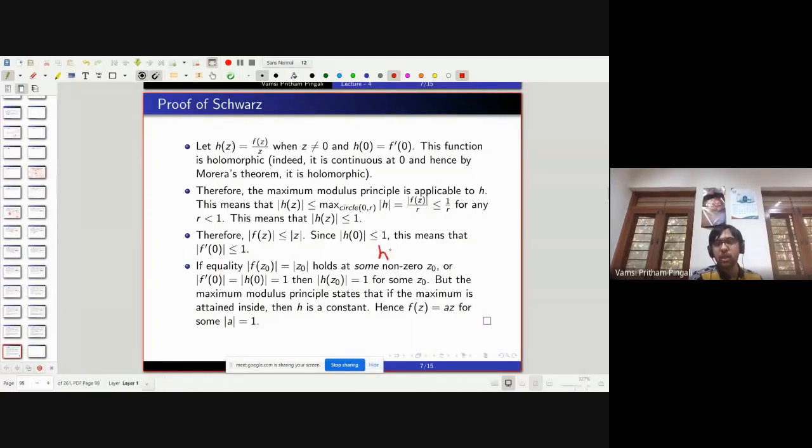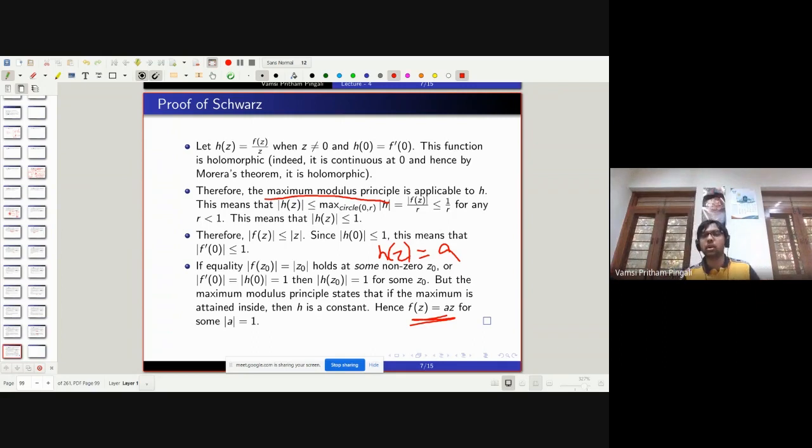Therefore, h of z is a constant a, which means f of z equals az for some a whose modulus is equal to 1. This is the proof of Schwarz's lemma. Once again, the key ingredient in this proof is the maximum modulus principle.